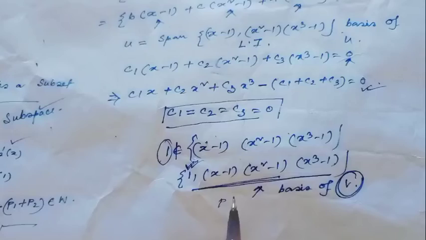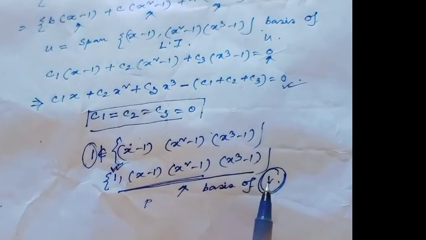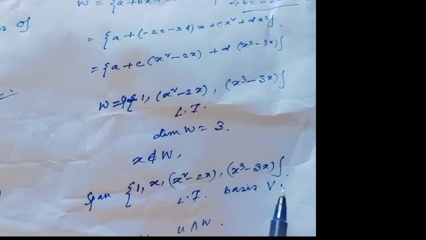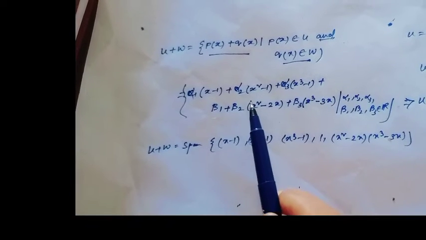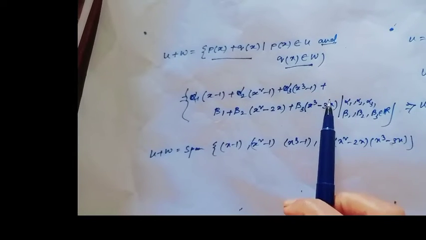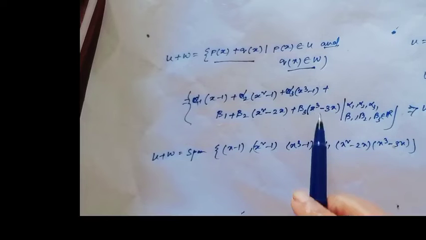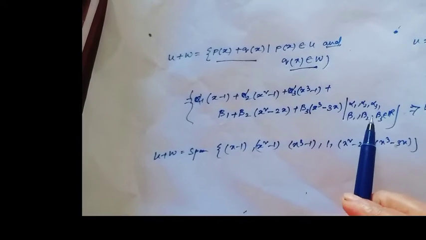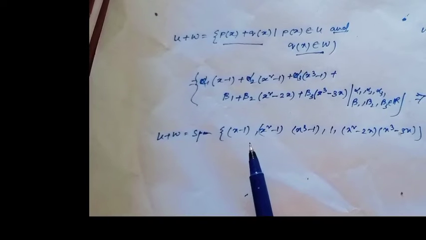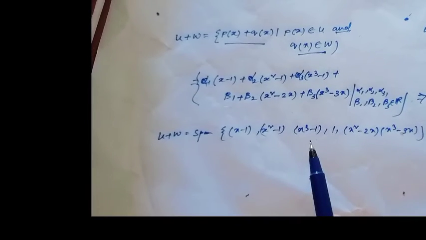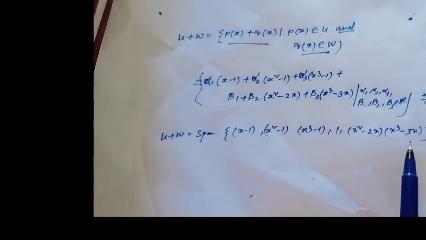Then, since the basis vectors of the subspace U are x minus 1, x square minus 1, x cube minus 1, and the basis vectors of subspace W are 1, x square minus 2x, and x cube minus 3x, the subspace U plus W is the linear combination of alpha 1 (x minus 1) plus alpha 2 (x square minus 1) plus alpha 3 (x cube minus 1) plus beta 1 plus beta 2 (x square minus 2x) plus beta 3 (x cube minus 3x), where alpha 1, alpha 2, alpha 3, beta 1, beta 2, beta 3 belong to R. That means the subspace U plus W is spanned by the vectors, which are actually the polynomials x minus 1, x square minus 1, x cube minus 1, 1, x square minus 2x, x cube minus 3x.